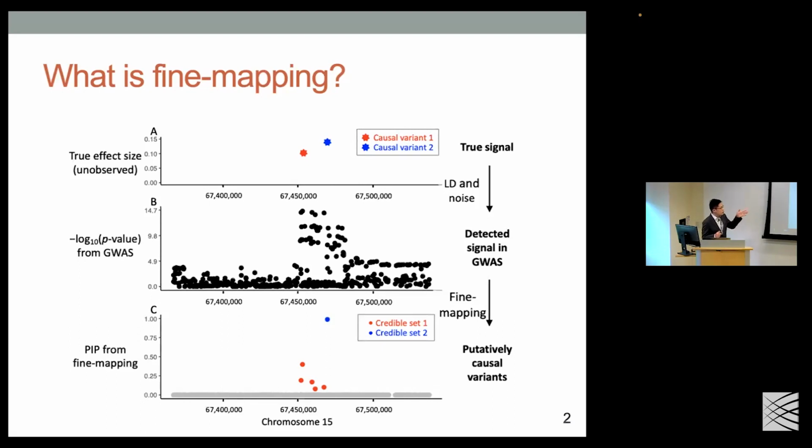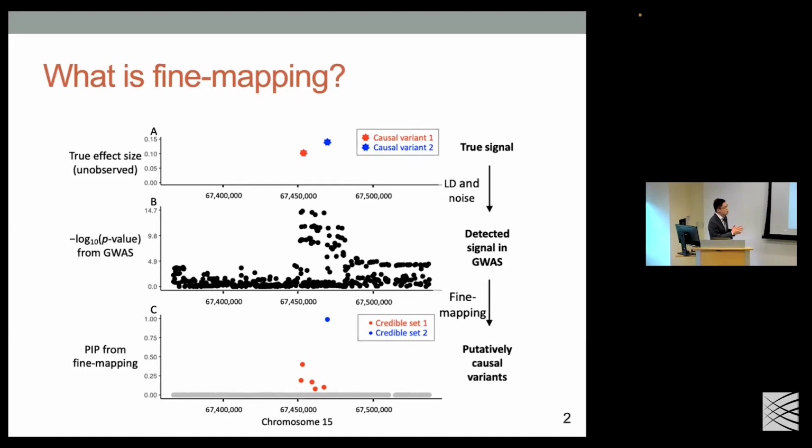The y-axis is the log10 p-value, and the x-axis is the different positions on the genome. We see a lot of significant signals in this region due to LD. Panel C is what we do for fine-mapping. After fine-mapping, we identified candidate causal variants from this GWAS signal together with the linkage disequilibrium. For the second signal, we successfully resolved it to a single variant resolution.